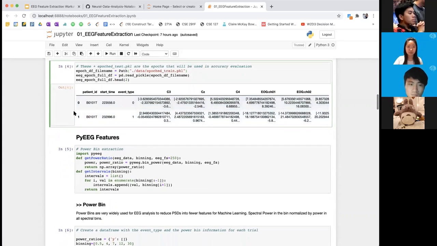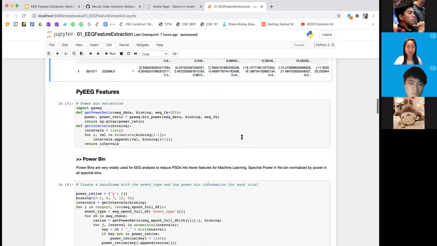Just as a refresher, each row is a trial. This is the ID of the patient. This is the start time of the trial. This is the event type, so 0 is left. And this is the data, and each of these arrays is about 1,000 time points. There's some EOG data here, but we'll ignore that for now. There is a bonus workbook that I'm working on for extracting EOG, so basically artifact information, from the neural signals, but that's not necessary, so we'll ignore that for now.